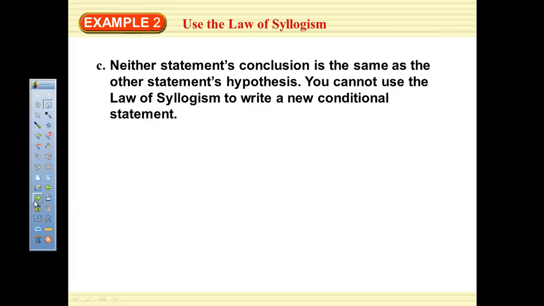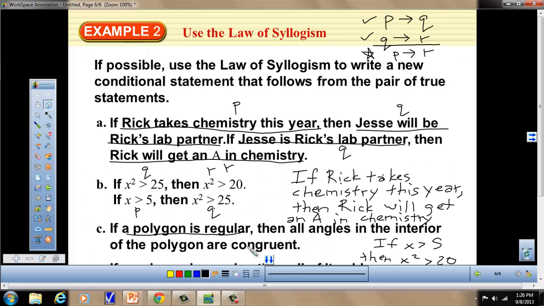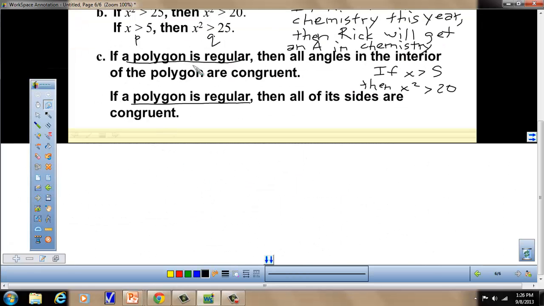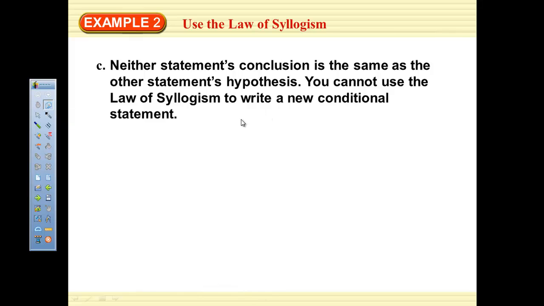Again, going back, if you notice, this P is the same as this P, so it's not written in a form where we can use law of syllogism. Therefore, we can't write a final statement. Okay?